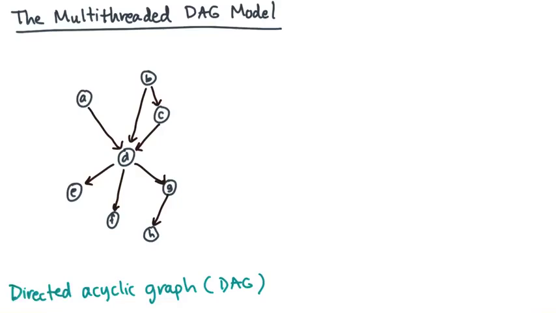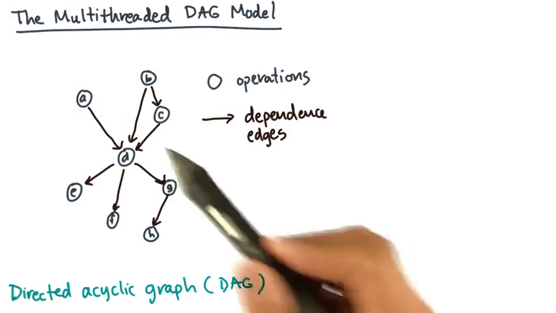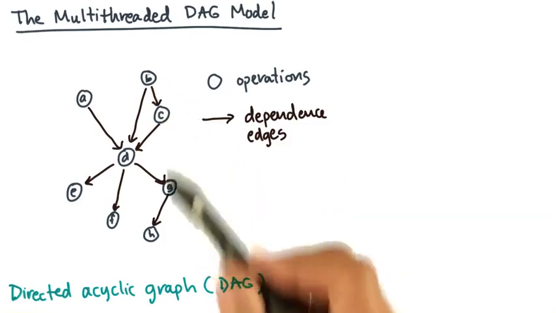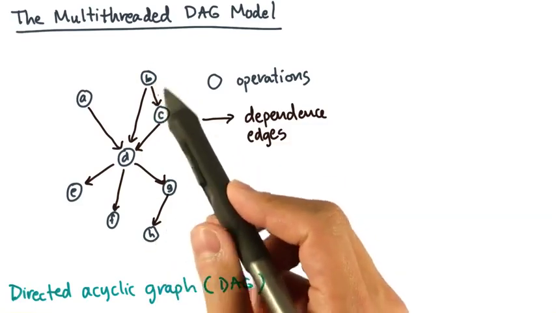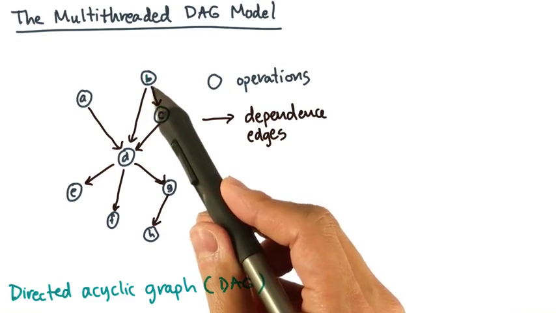In the multithreaded DAG model, you represent a parallel computation by a directed acyclic graph, or a DAG, like this one. Each vertex is an operation, like a plus or an addition or a function call or a branch. The directed edges show you how operations depend on one another, where the sinks depend on the sources. So this would be a sink, and this would be a source, and this would say that C depends on the output or result of B.